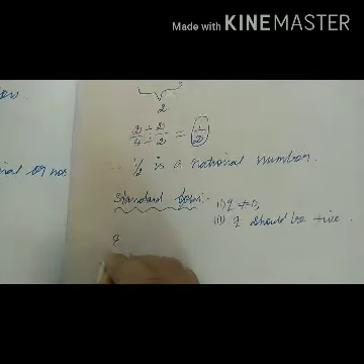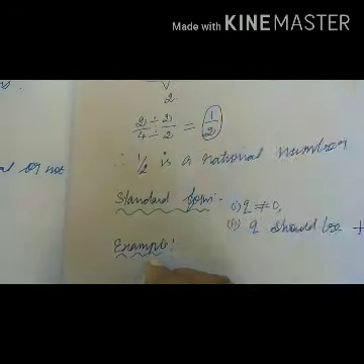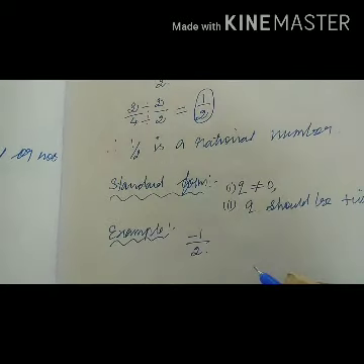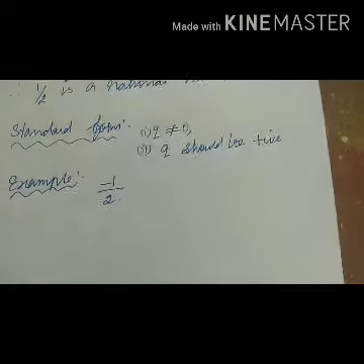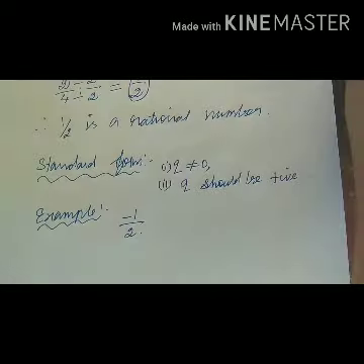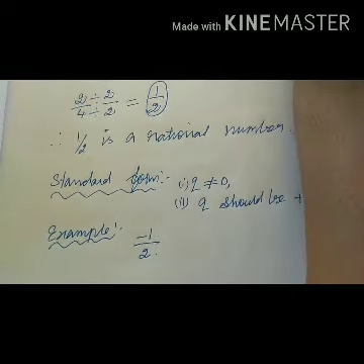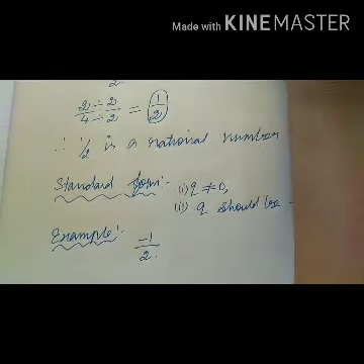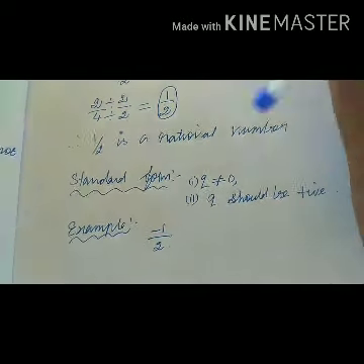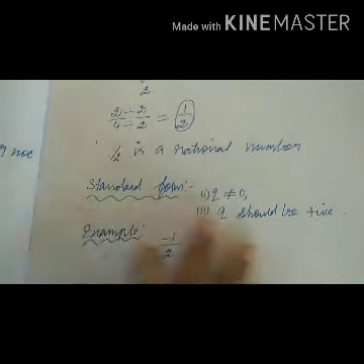Example: minus 1 by 2. Minus 1 by 2 is a rational number. Is it in standard form? Yes, because the denominator 2 is positive. Therefore, minus 1 by 2 is a rational number in standard form.